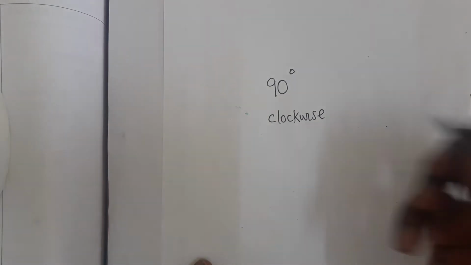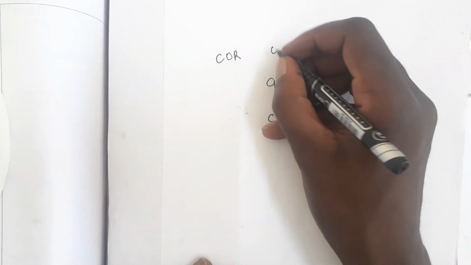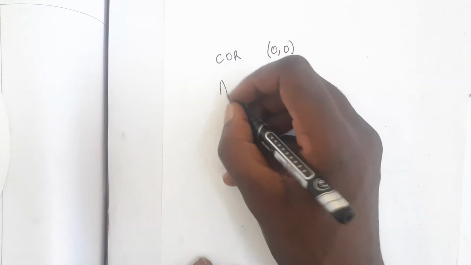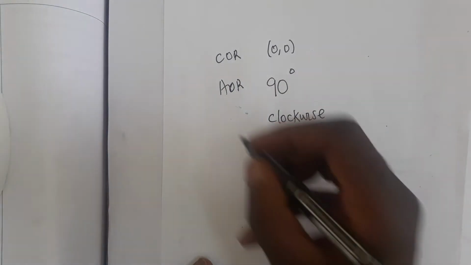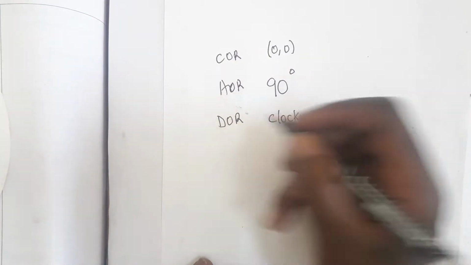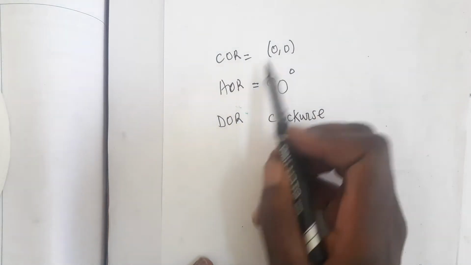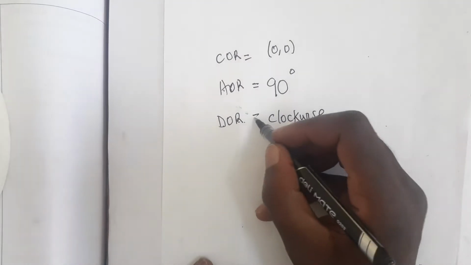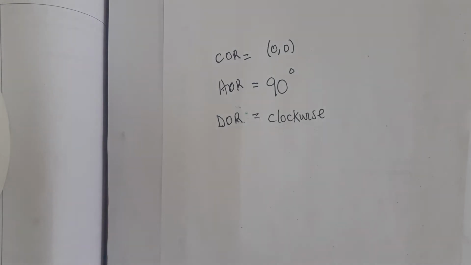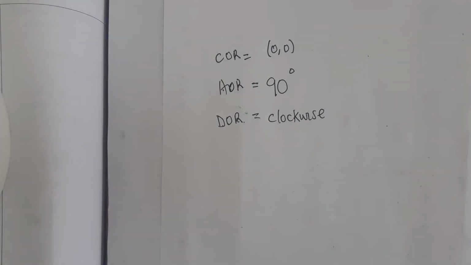Clockwise. Okay? Then the center of rotation is (0, 0). The angle of rotation is 90 degrees, and the direction of rotation is clockwise. I have answered that question in full. Okay, so you don't have to write this, for instance, in the exam. I'm just trying to summarize them. Let's move on to the next question.